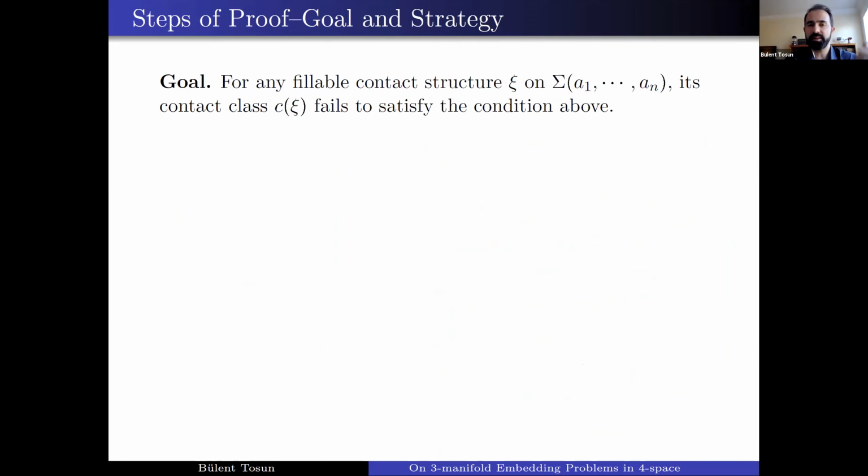So now our goal becomes the following. For any fillable contact structure psi on a Brieskorn homology sphere, our goal is to prove that its contact class fails to satisfy the condition in the previous slide. If we show that, then there is no contact type hypersurface embedding, or no Stein or radially convex embedding. A naive approach would be to try to understand contact structures on Brieskorn spheres, but that is very complicated. On a Brieskorn sphere, typically there will be many different contact structures.